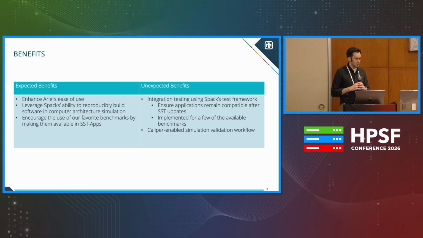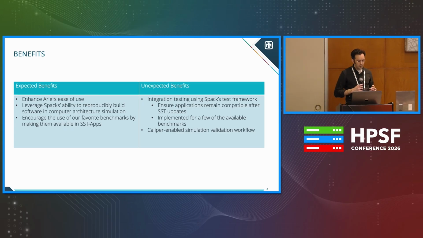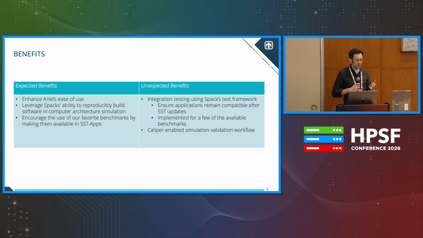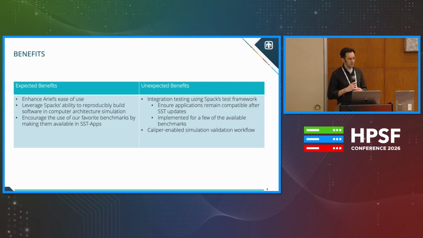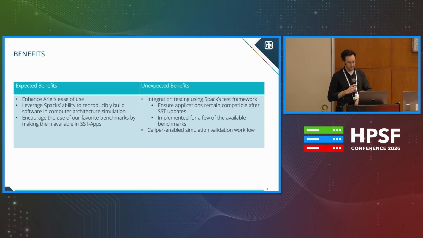So I just wanted to talk about the benefits of doing this work. The expected ones, right? We have made Aerial easier to use. We are leveraging Spack's ability to do reproducible builds and using that to enhance our computer architecture simulation research. And as well, we get to encourage the use of our favorite benchmarks. We can put our finger on the scale and say, here are some good ones that you should consider using in your research by making sure those are available to our users.